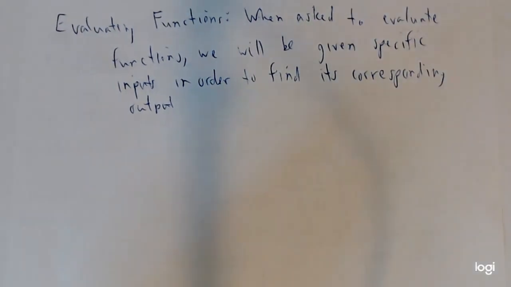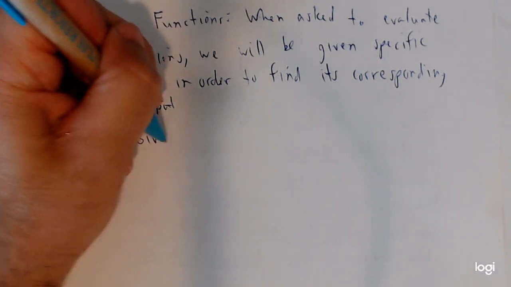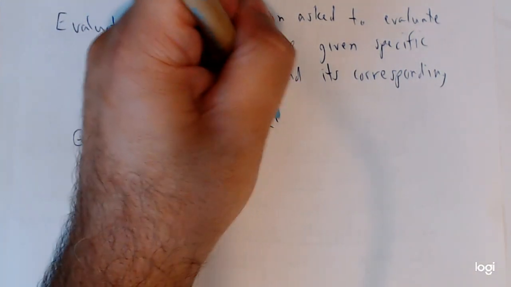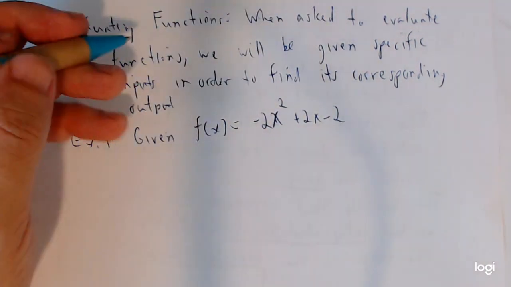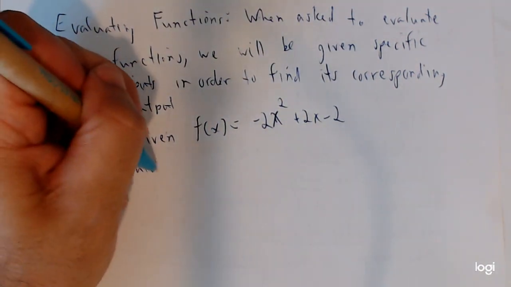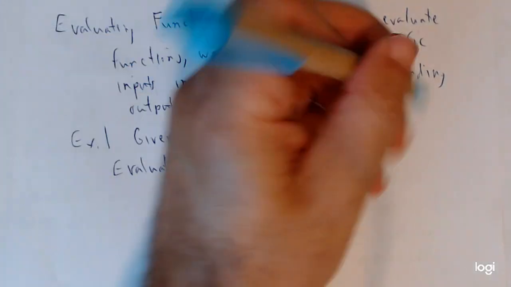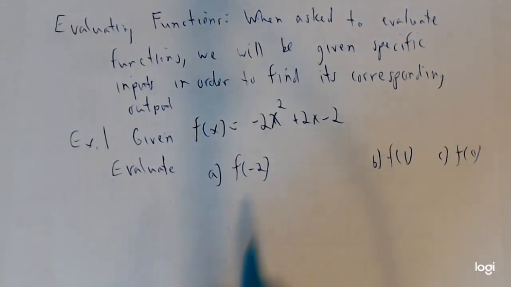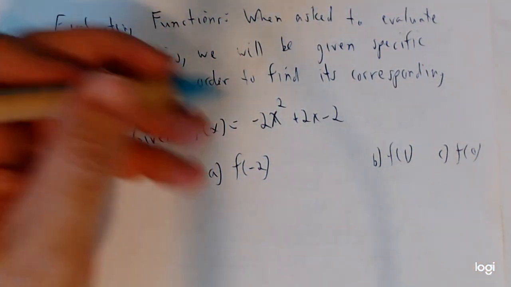Okay, so let's look at our first example where we're literally going to be evaluating. Given f of x equals negative 2x squared plus 2x minus 2, evaluate a) f of negative 2, b) f of 1, and c) f of 0. I would recommend that if you can do these all by yourself, pause the video, do these by yourself, and then press play.